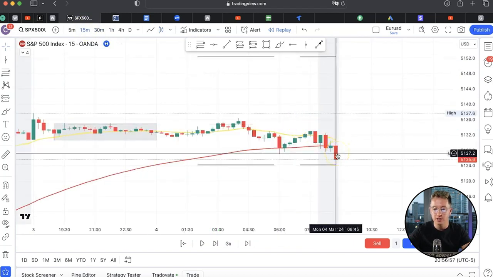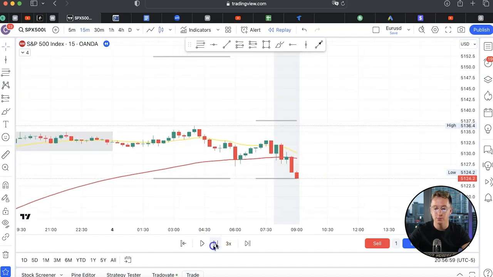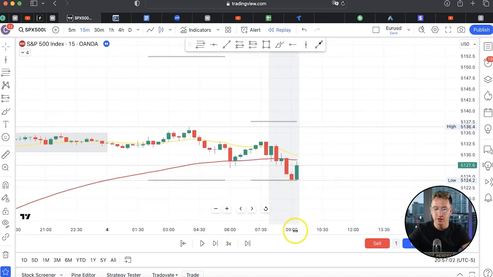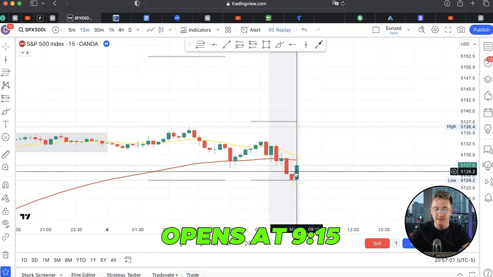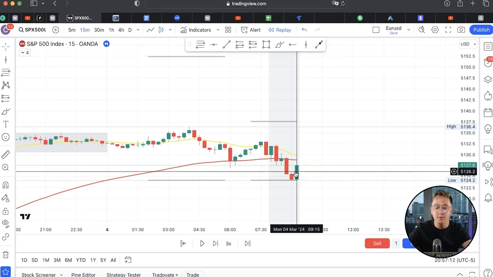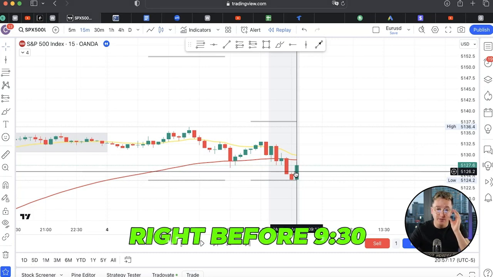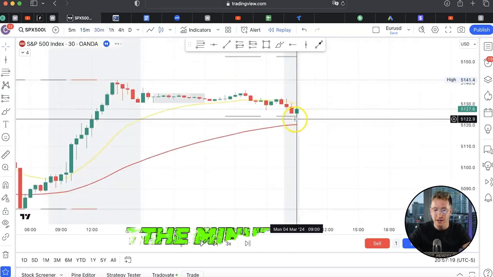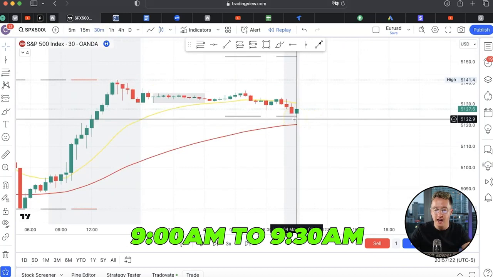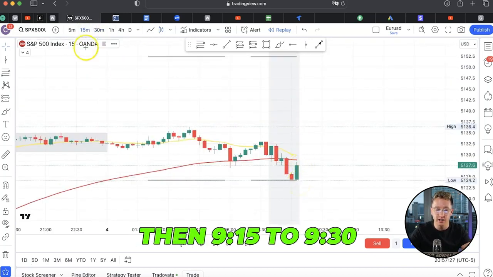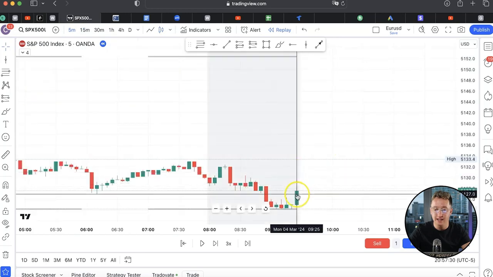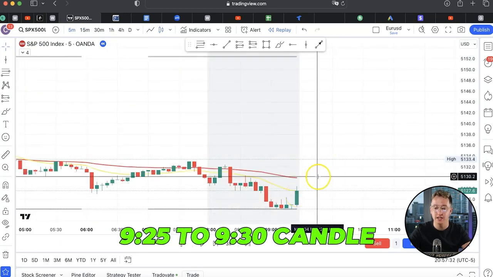Now what I'm going to do is I'm going to start going to the market open. So this right here, this candle, look at the bottom right here as I hover over this candle. This candle opens at 9:15, closes at 9:30. So you want to be looking at 3 main time frames right before 9:30. You want to be looking at the minute 30, the 9 a.m. to 9:30 a.m. candle. You want to be looking at the minute 15, the 9:15 to 9:30. And the minute 5, you want to be looking at the 9:25 to 9:30 candle.